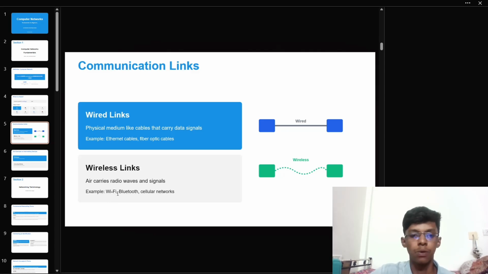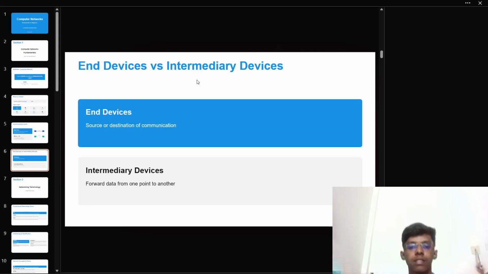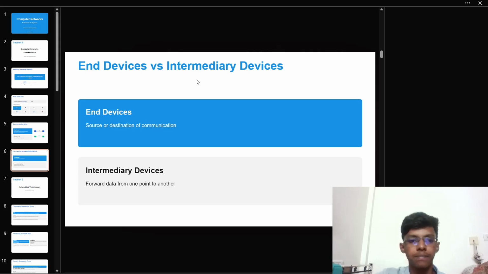So let's go to the next one: end devices and intermediary devices. What are end devices? These are the source or destination of communication. Think about sending an email. Your computer is the source. Your friend's computer is the destination. Phones, printers, servers. If data starts or stops there, it's an end device. End devices are what we humans directly interact with.